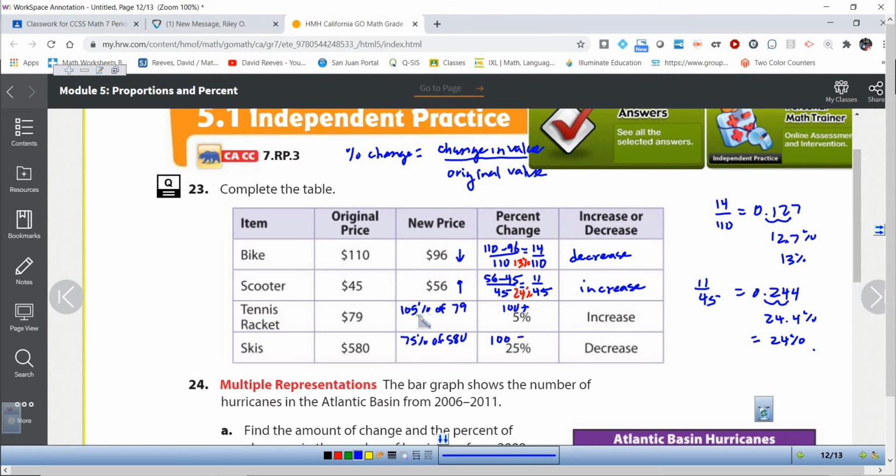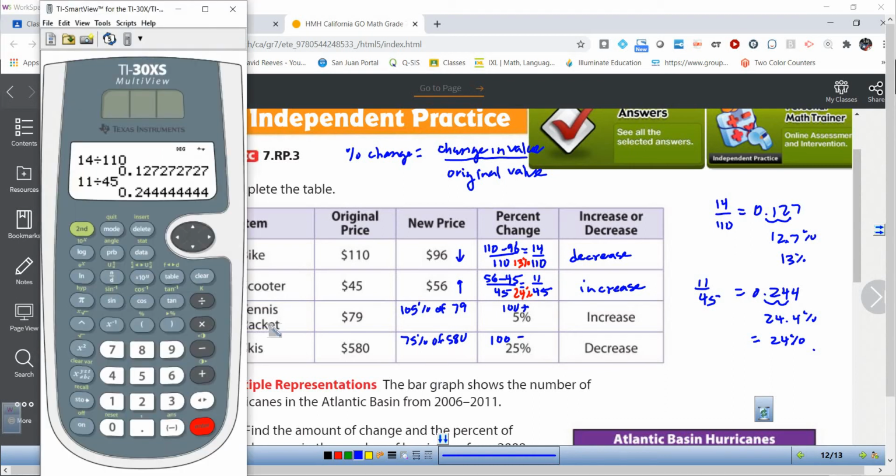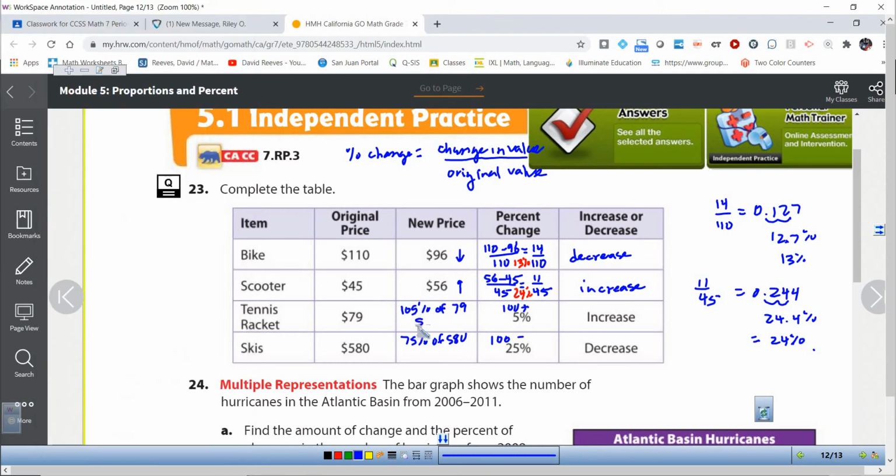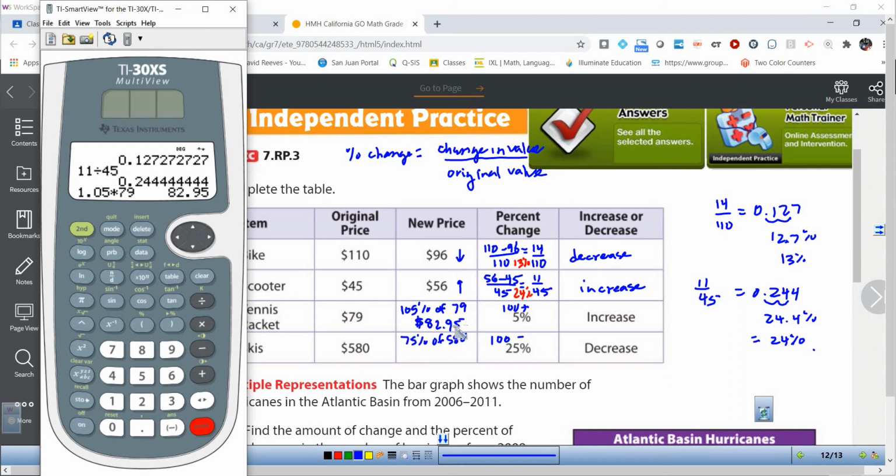And remember, to do this, you multiply, right? So 105% is going to become 1.05 times 79, and we should get an answer bigger than 79, and we get 82.95. And remember, this is money, guys. $82.95. Money should always have the dollar sign at the front and then 2 decimal places. All right, 0.75, 75% of 580. What do we get on that one? $435.